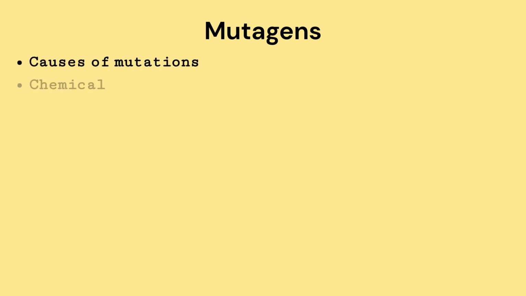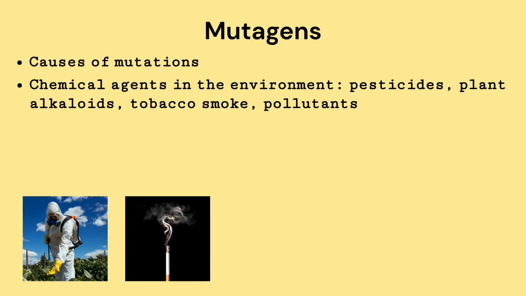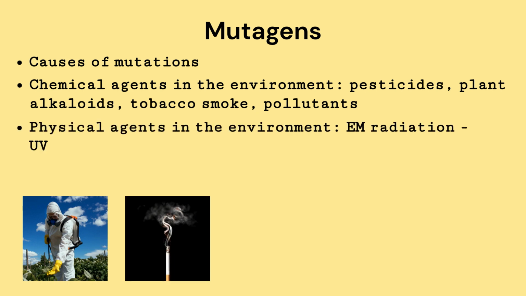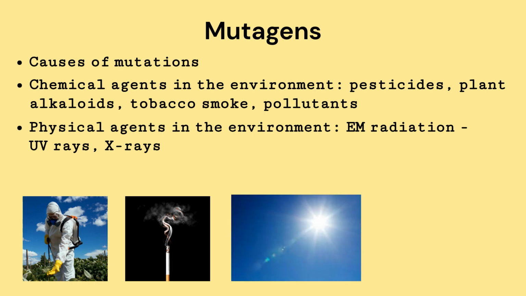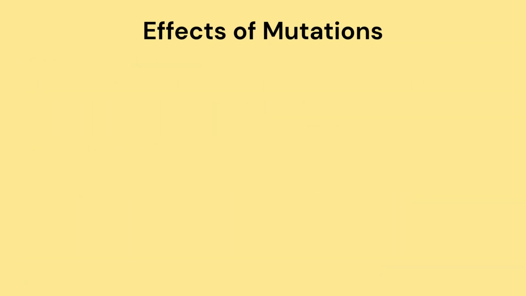Chemical mutagens include certain pesticides, a few natural plant alkaloids, tobacco smoke, and environmental pollutants. Physical mutagens include some forms of electromagnetic radiation, such as ultraviolet light and X-rays. If these agents interact with DNA, they can produce mutations at high rates, and if the cells cannot repair the damage, the DNA base sequence permanently changes.